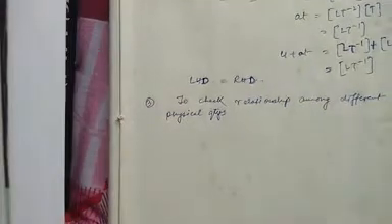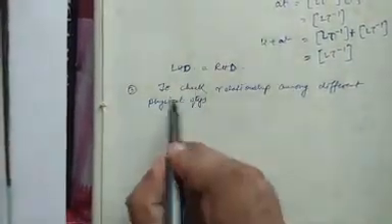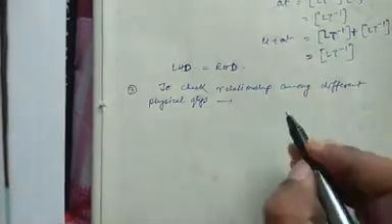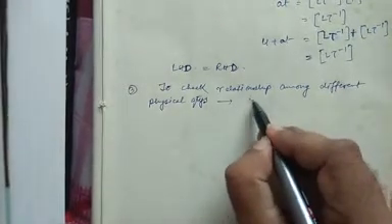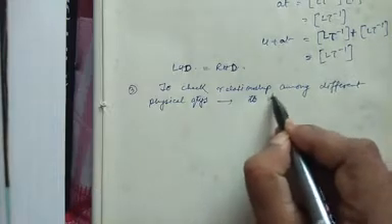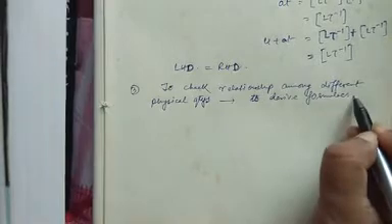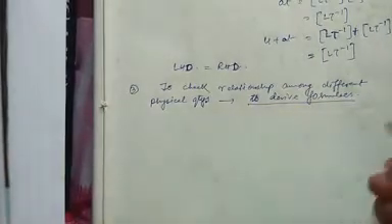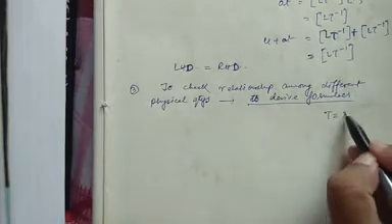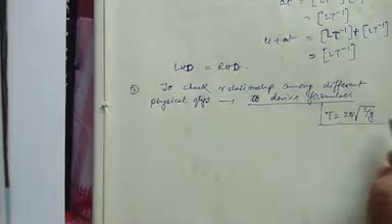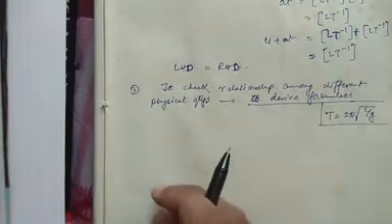The last is to check the relationship among different physical quantities. In simple terms, it means to derive formulas. We all know the time period of a simple pendulum is 2π root over L by g. Now, how to find this out using dimensional analysis?